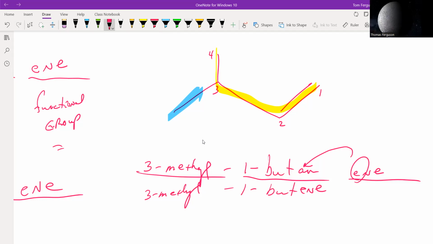Where's the double bond? What carbon number? Oh, forgot. You got to say what carbon number the functional group is located on. In this case, it starts on carbon number 1. Does that make sense? Yeah.